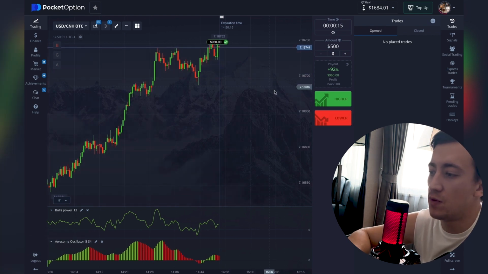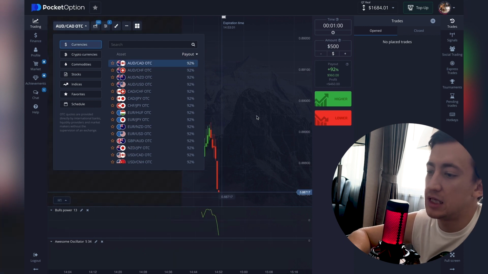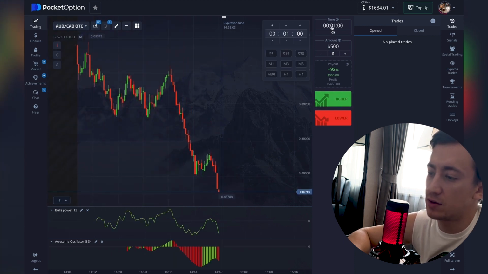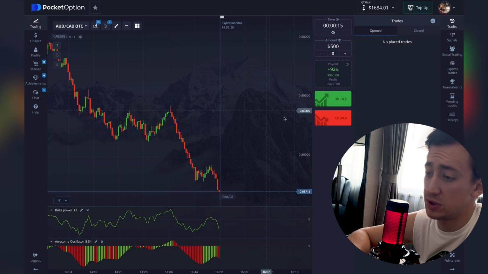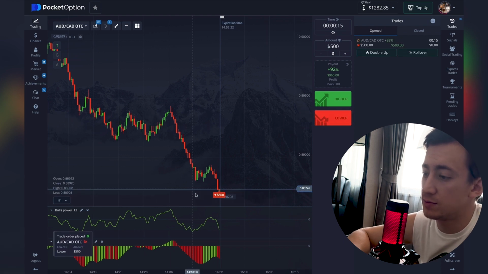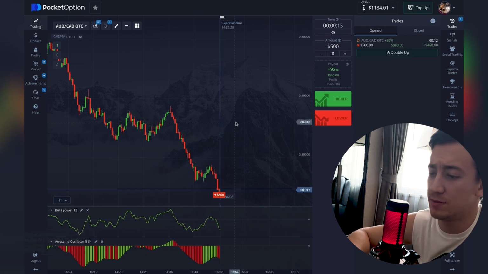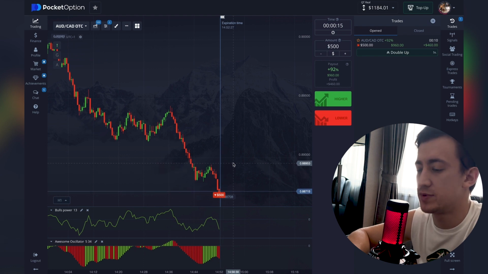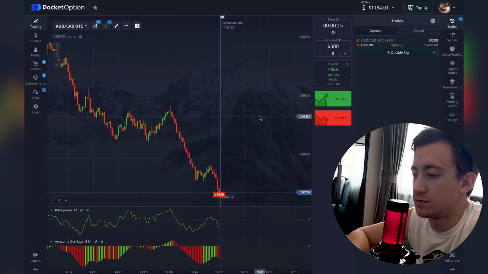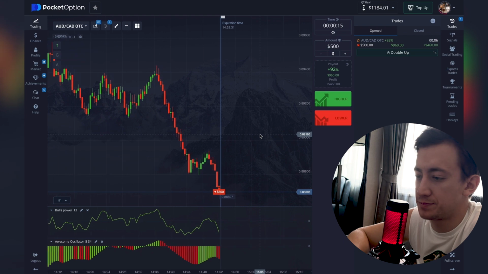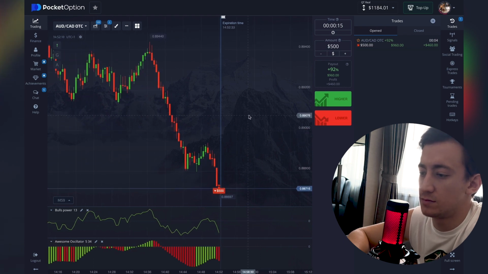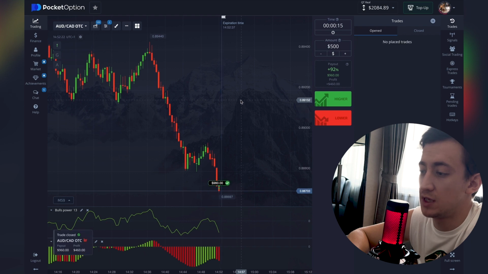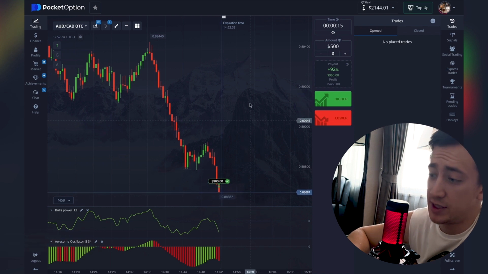Let's move on, guys. Now the Australian dollar Canadian dollar currency pair is in front of us. Both indicators show a downward movement of the bullish trend. Without wasting time, I enter a down trade and wait for profit. Yes, such movement, guys. I like this. Great, we are taking ours.